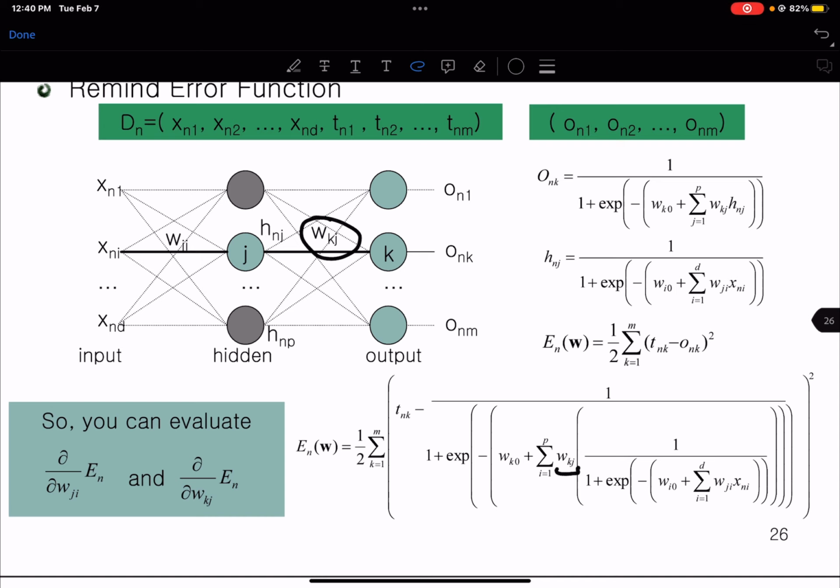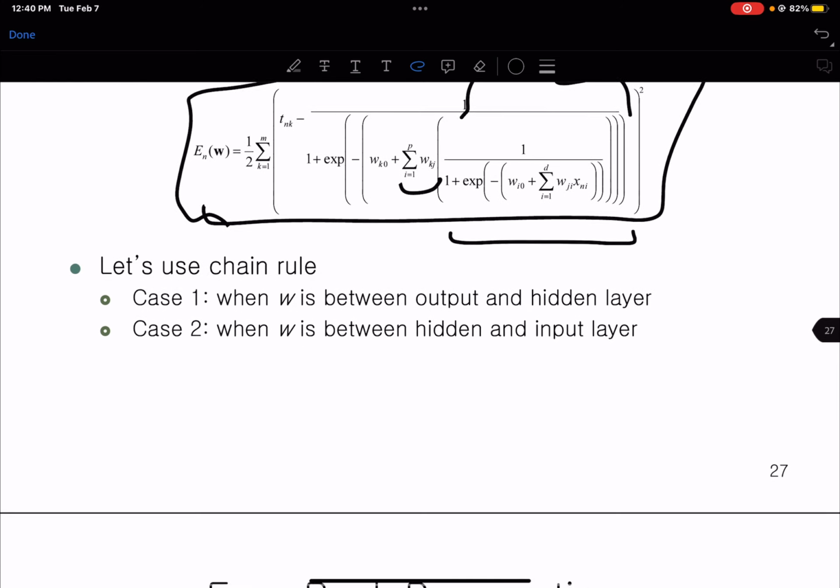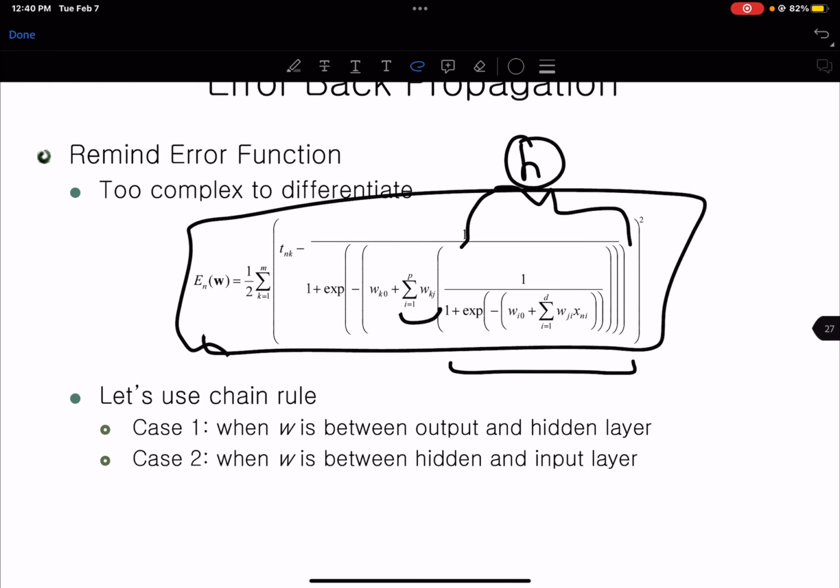So w_kj multiplied by this part, which takes the input values. So the error function appears to be like this. So it is very complex to solve. So what can be the workaround for this?